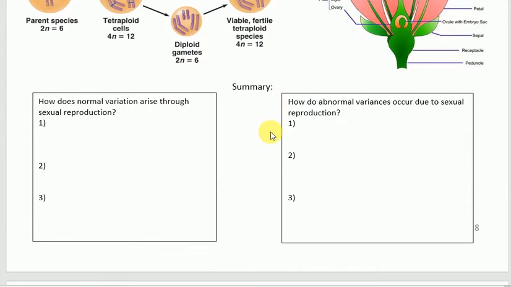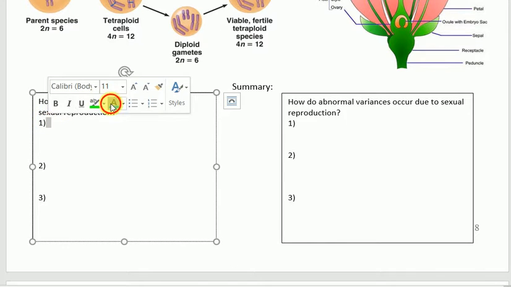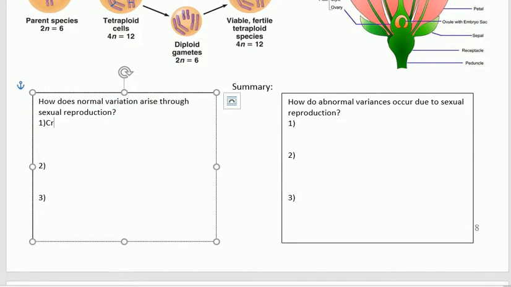So, in summary, how does normal variation arise through sexual reproduction? We've got crossing over, we've got independent assortment, and we've got random fertilization of gametes.